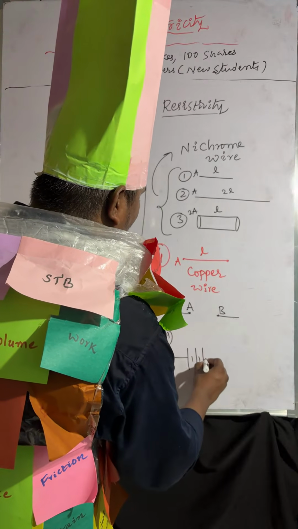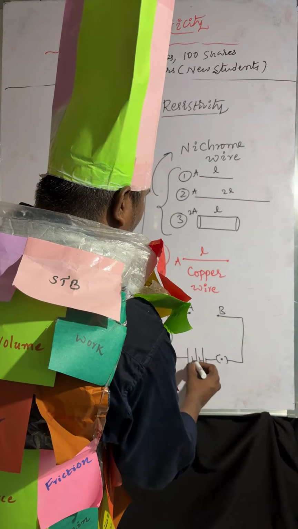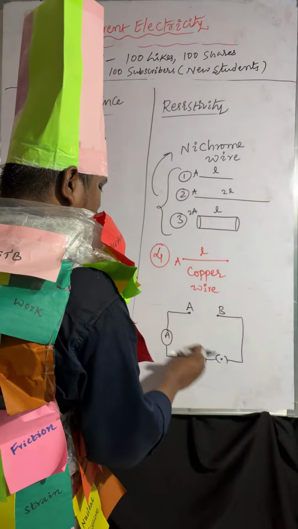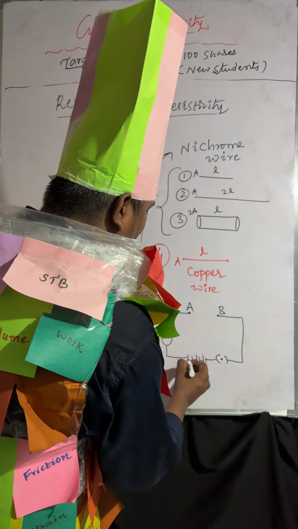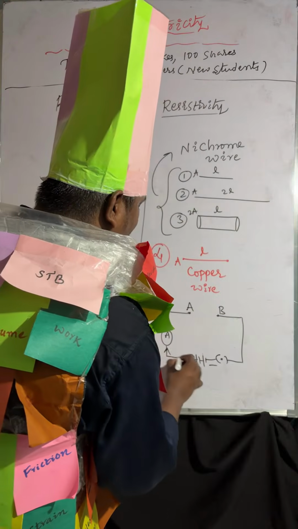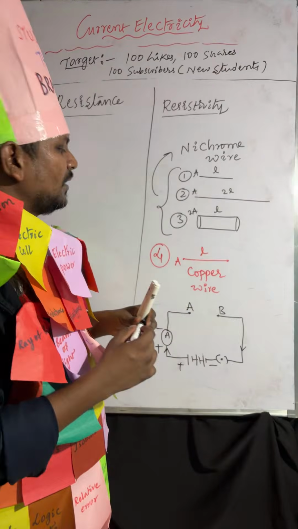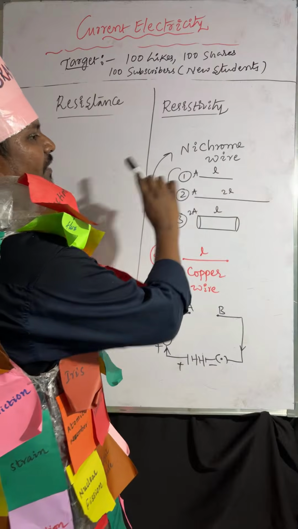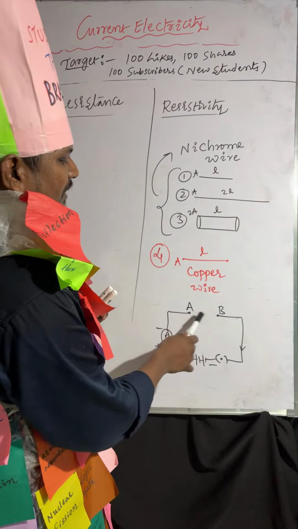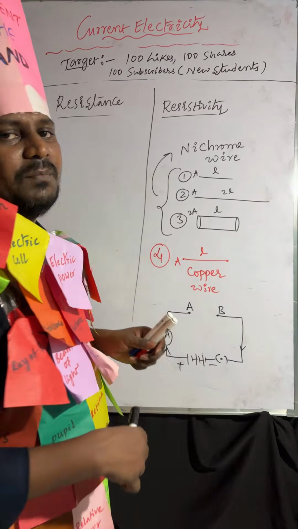So here cell, switch, positive terminal, negative terminal, current is flowing. Now observe. So case 1, nichrome wire of length L, area of the cross section A. You have to connect between A and B and observe the reading of ammeter.